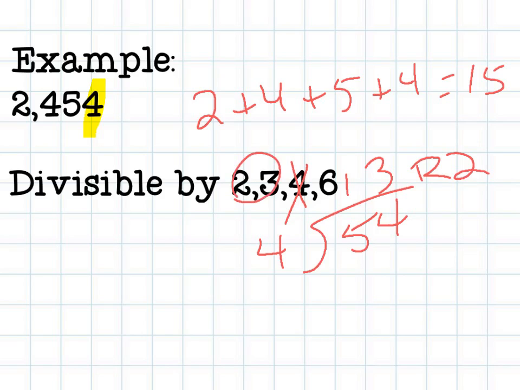It is not divisible by 5 because it does not end in a 0 or a 5. It is not divisible by 10 because it does not end in a 0. It is not divisible by 8 because 8 does not go into 454. And it is not divisible by 9 because 9 does not go into 15.